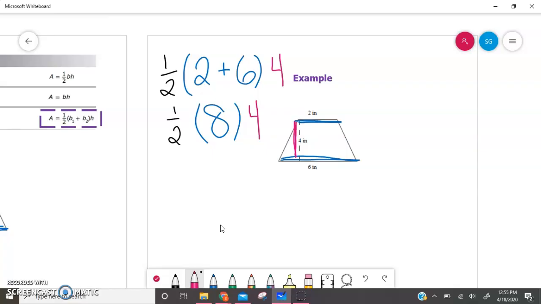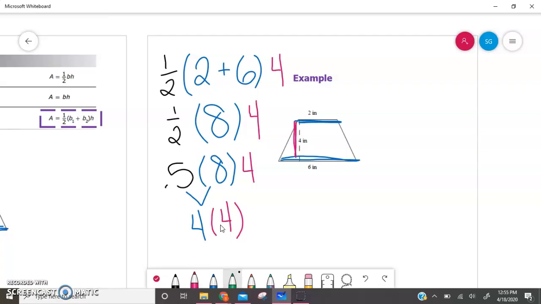Now, if you don't like fractions, we can change that 1/2 to a decimal. Do you remember what 1/2 as a decimal is? If you said 0.5, you are absolutely correct. So really what we're doing is we're cutting this number in half. We're multiplying it times 0.5. So let's go ahead and do that. If I multiply 0.5 times 8, what does that give us? If you got 4, you're absolutely correct. Half of 8 is 4, and that's how we know that that's the correct answer. We still have to multiply that times the height, and then that's going to give us our final answer.